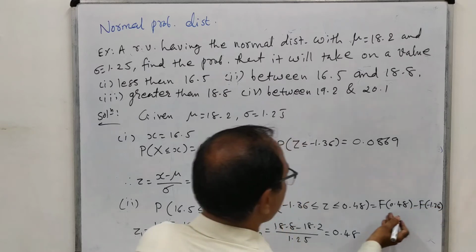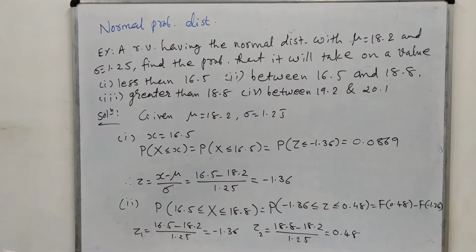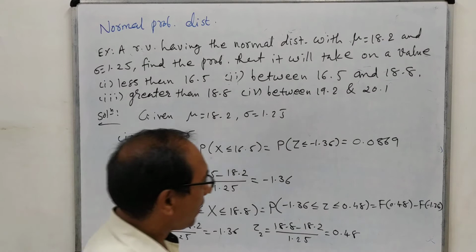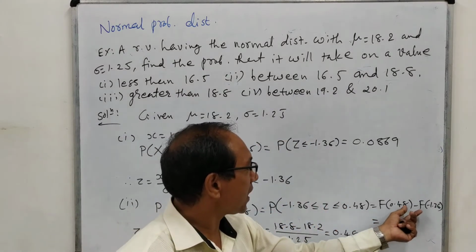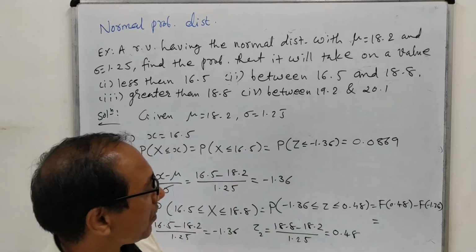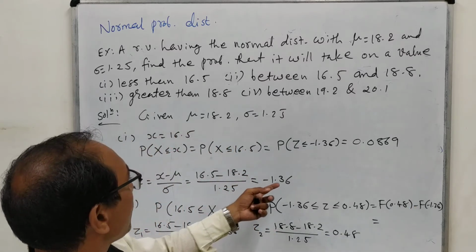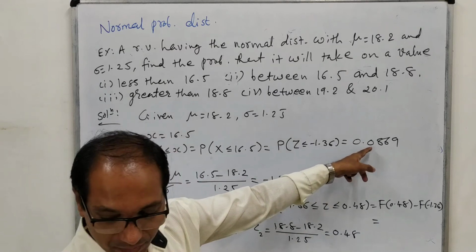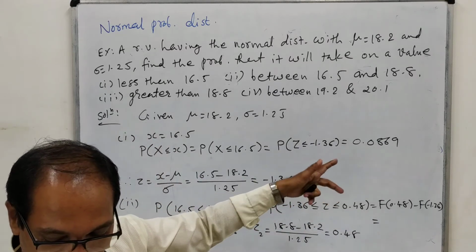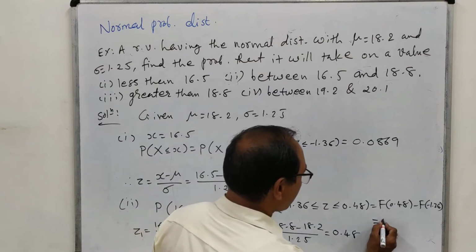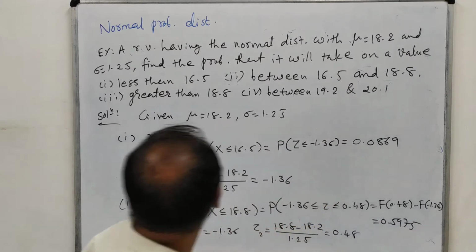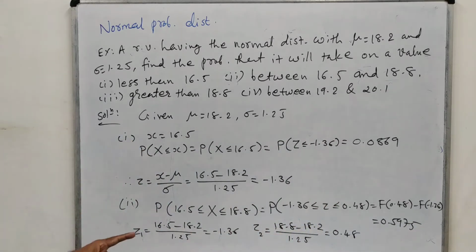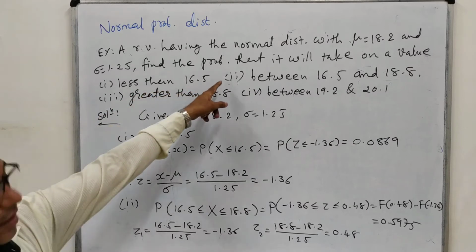This kind of example we have already seen previously in the last lecture. So you can use the table to find these values, and I will write down the final answer. You can find from the table z equal to 0.48 and minus 1.36. For minus 1.36 it is already obtained in the first example, so no need to see the table again. The final answer is 0.5975. So this is the answer for the second question.